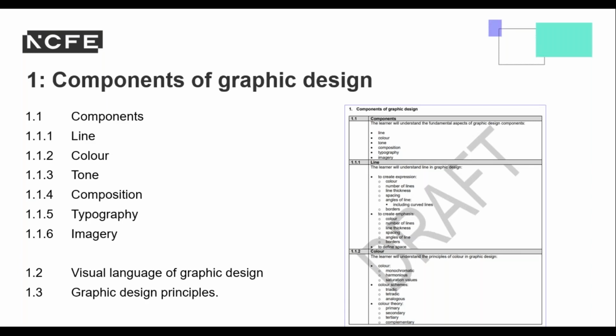Content Area 1, Components of a Graphic Design. Here's an example from the specification, and it covers the following: components, line, color, tone, composition, typography, imagery, visual language of a graphic designer, and graphic design principles.